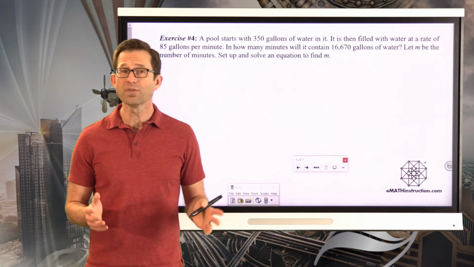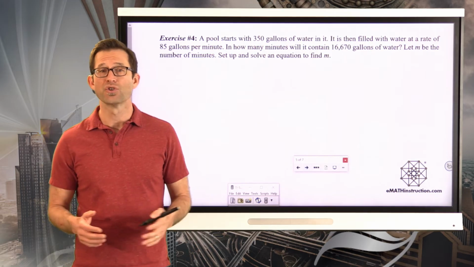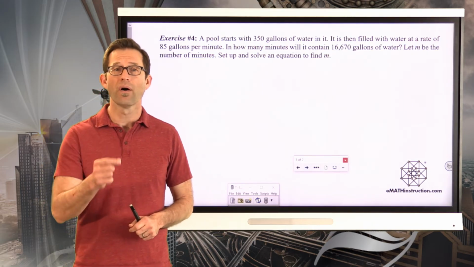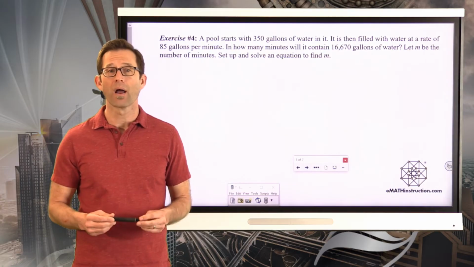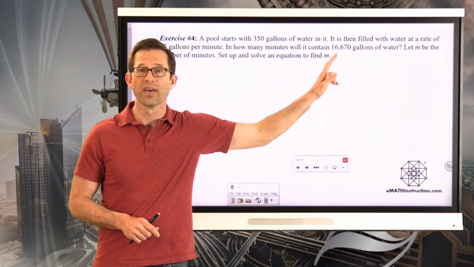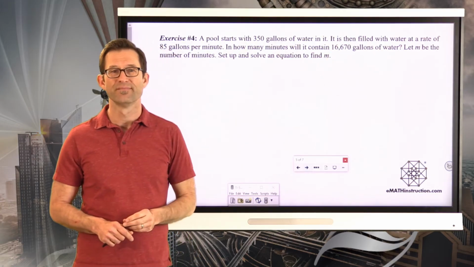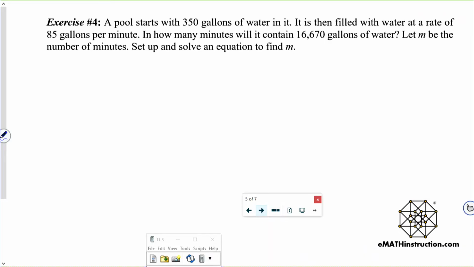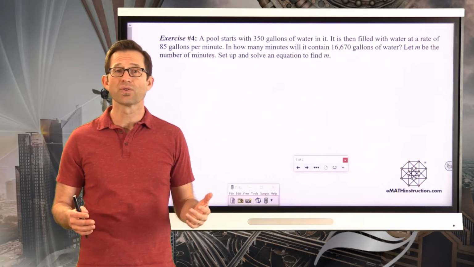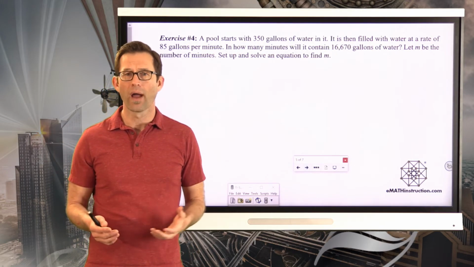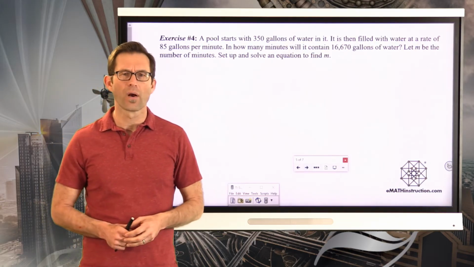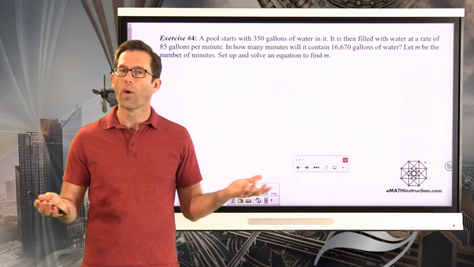All right, so this one, I don't really walk you through all that much. You know, you have to immediately kind of go into the modeling and the solving. Why don't you pause the video now and try to model this problem mathematically and find the number of minutes it's going to take to get up to that amount of water. All right, well, the first thing you should ask yourself is, how could you figure out, if I gave you a certain number of minutes, if I said, how much water was in there after 5 minutes? You know, what would you do?